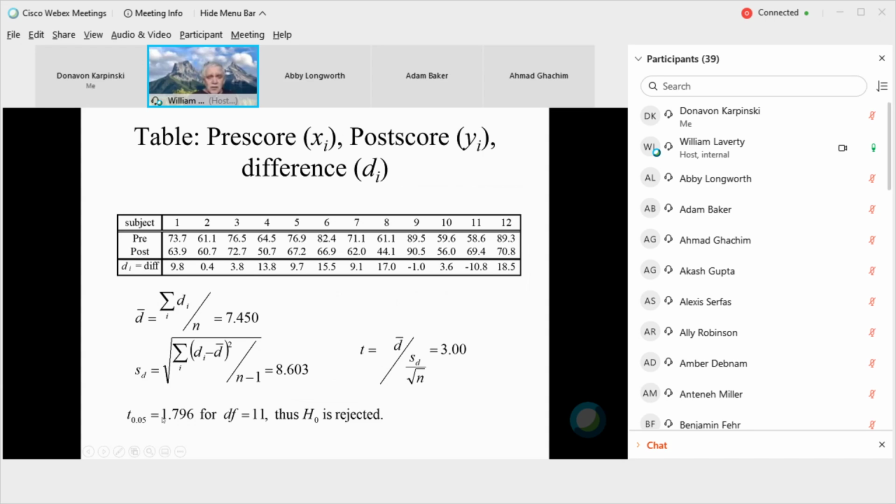The critical value, at 0.05 with 11 degrees of freedom, is 1.796. The value of the statistic, 3.0, is higher than that. So H0 is rejected, and you conclude that the drug does have a significant effect on reducing the score on a depression test.